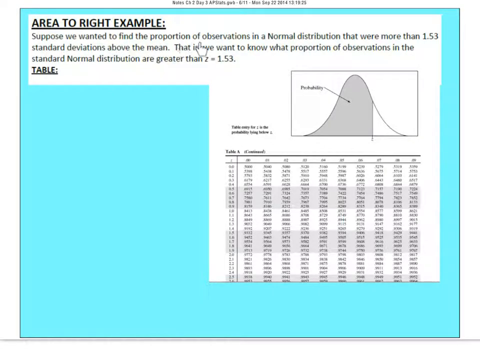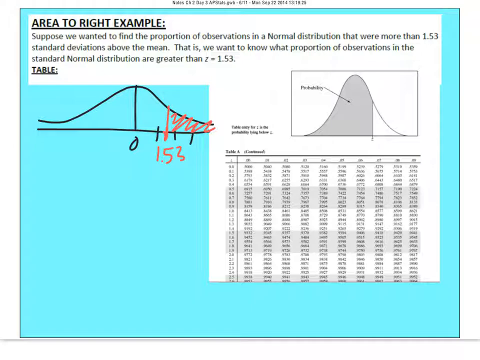Suppose you wanted to find the proportion of observations in a normal distribution that were more than 1.53 standard deviations above the mean. So we're talking a positive. I'm going to do a quick sketch of that, and it could look something like this. A quick normal shape, I put the mean at 0. This would be standard deviation 1, 2, and 3. So 1.53 is there. And again, we are looking at above the mean in this case. So we are looking at this shaded region.